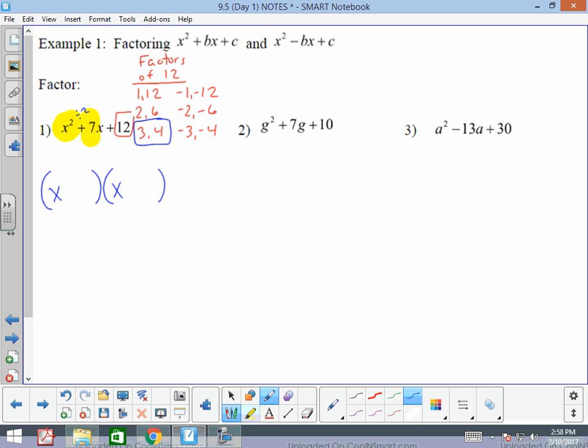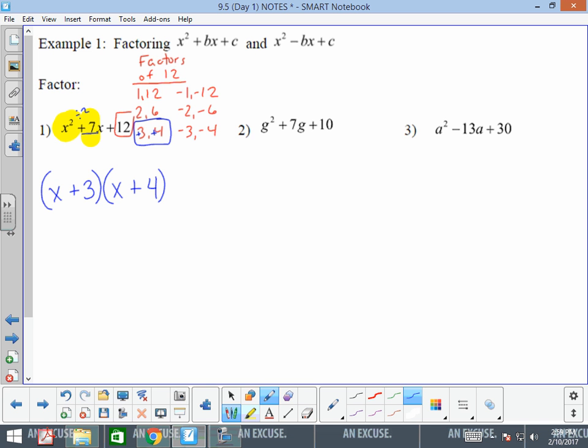So when I use FOIL to check this, first times first, x times x is x squared. Now notice that the 3 is positive and the 4 is positive, because positive 3 times positive 4 is positive 12, and positive 3 plus positive 4 is positive 7. So I get positive 3 and positive 4.